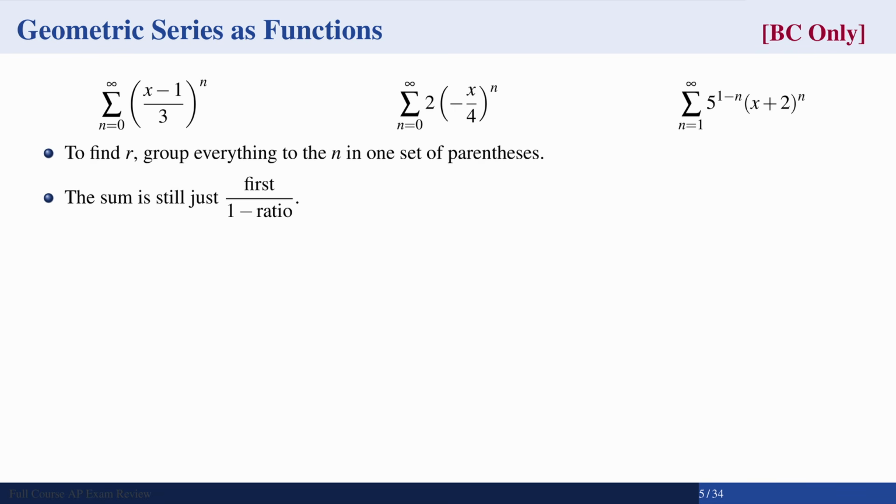The sum is definitely still just the first term over 1 minus the ratio, which means you kind of end up with rational functions for the most part. The convergence is exactly the same. So you need the absolute value of whatever you just got for r to be less than 1. It is never going to converge at an endpoint.